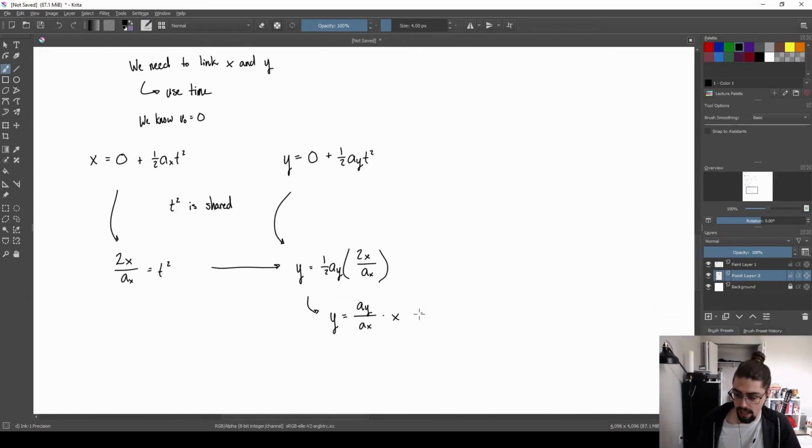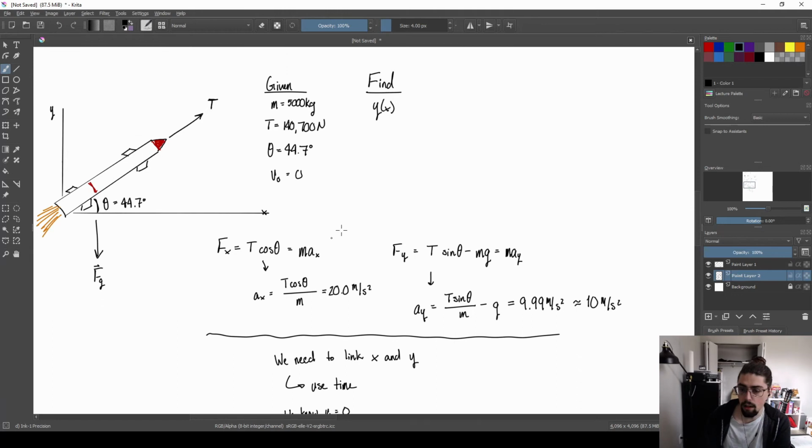20 over 10, this is approximately 2x. Whoops, x over 2, what I should have said. A of y is the smaller one. A of y is only 10, a of x is 20. So our final trajectory looks something like y is equal to x over 2. Nice and easy. That means that our trajectory is just something like this.